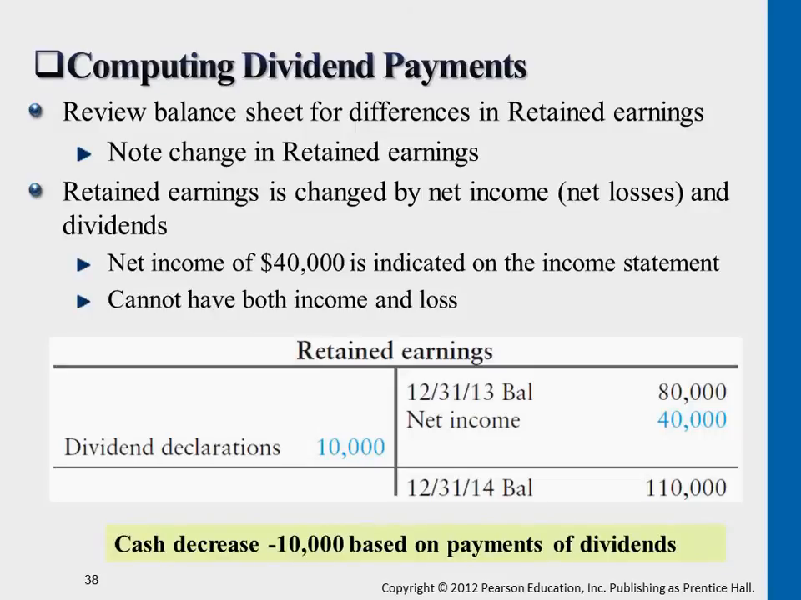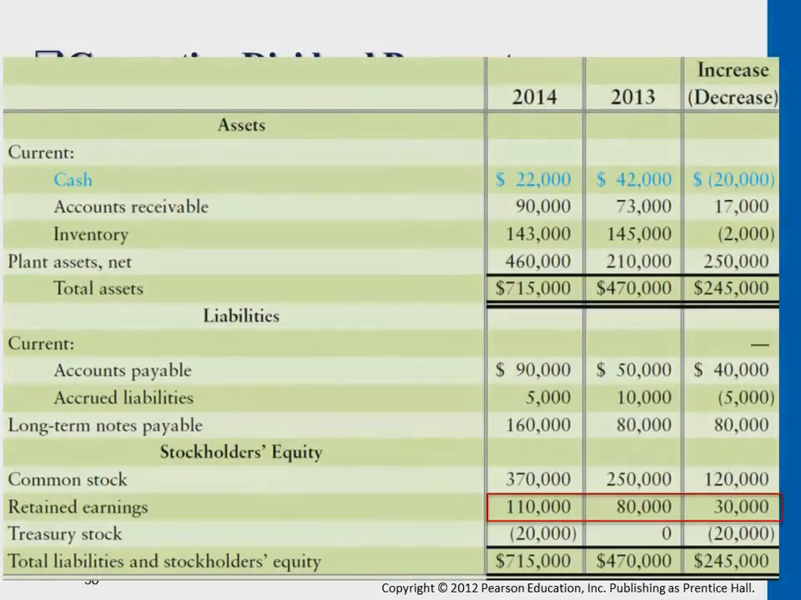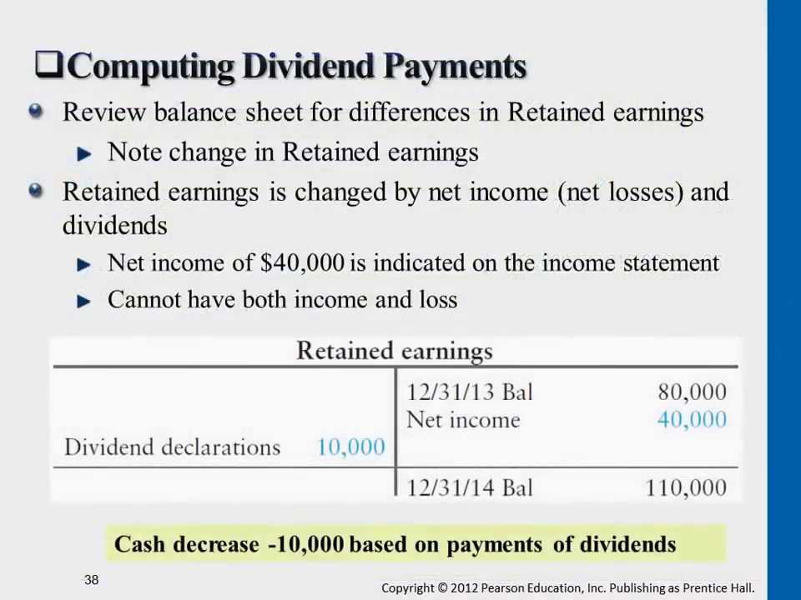Meaning if company did not give out dividends, the balances difference listed here should have been $40,000. Okay, but if it's only 30, that means a part of the net income is issued out as dividends to others. So we subtract $10,000, this is the cash dividends part.